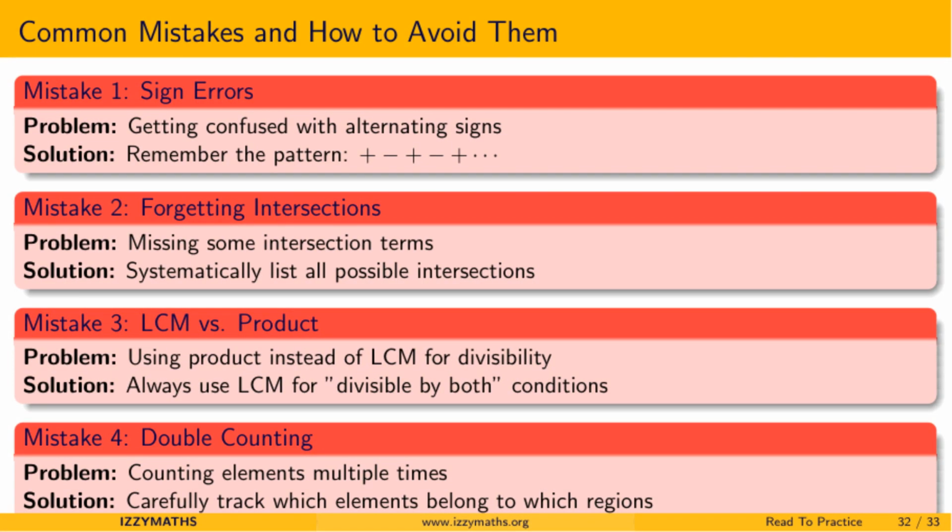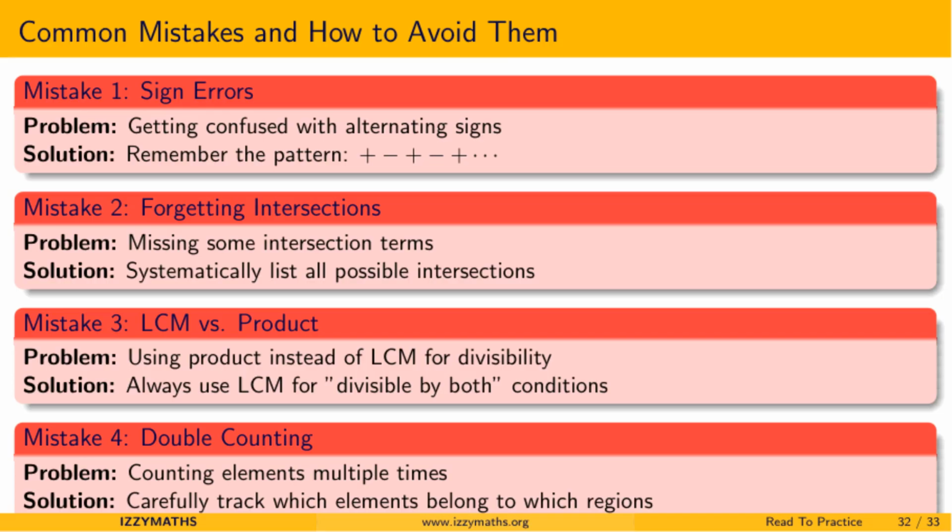Here are the most common mistakes and how to avoid them. Mistake 1 is sign errors from getting confused with alternating signs. Remember the pattern, plus minus plus minus plus, and so on. Mistake 2 involves forgetting intersection terms. The solution is to systematically list all possible intersections.